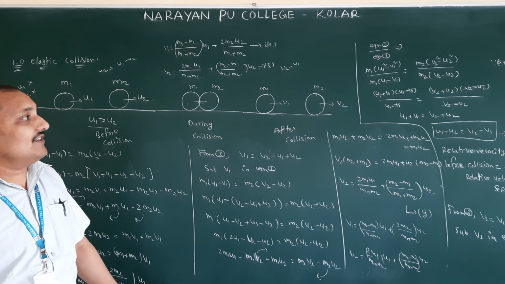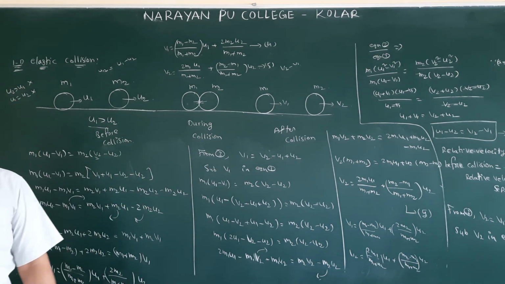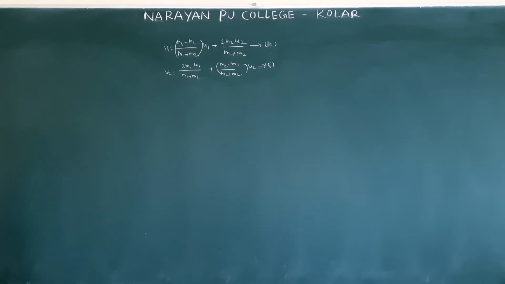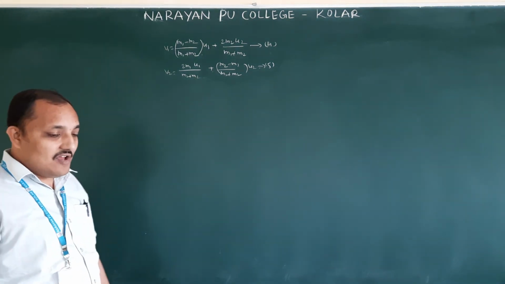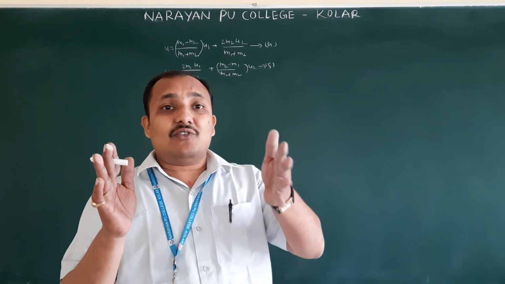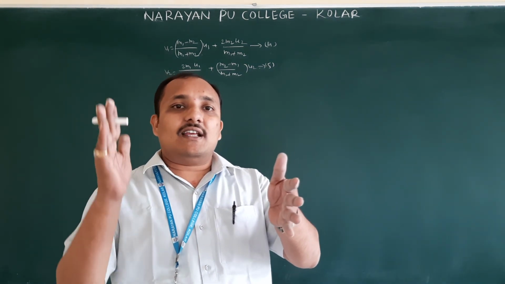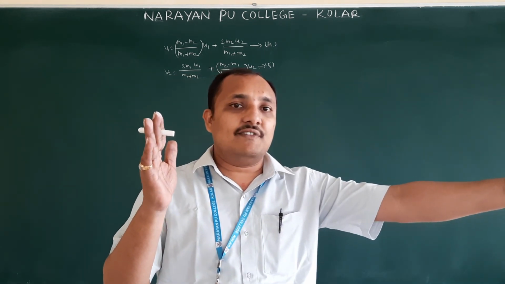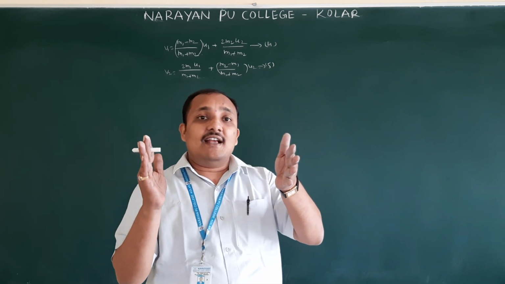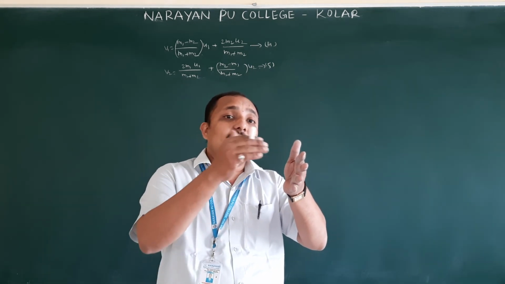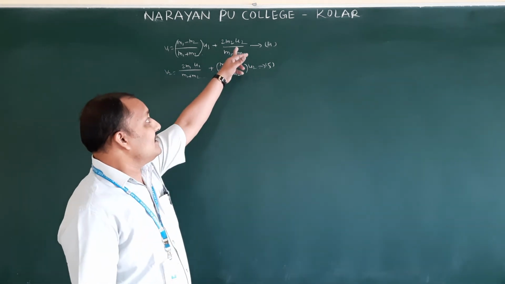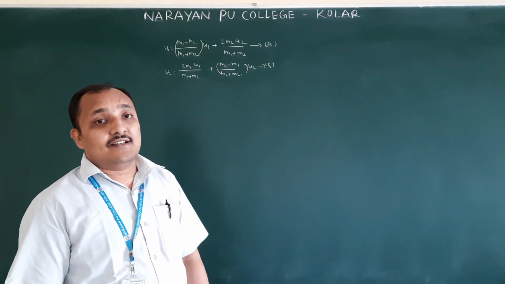Now we are going to discuss different cases in this. Different cases means the first object is moving and the second object is at rest. Then only collision will happen. If the first object is at rest and the second object is moving, collision will not happen. So an object is moving and hitting another object which is at rest. Second object at rest means that U2 is 0. At that time, in this equation we will put U2 as 0.